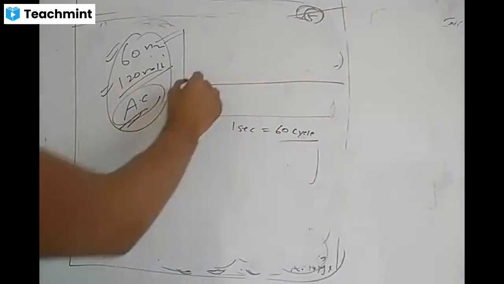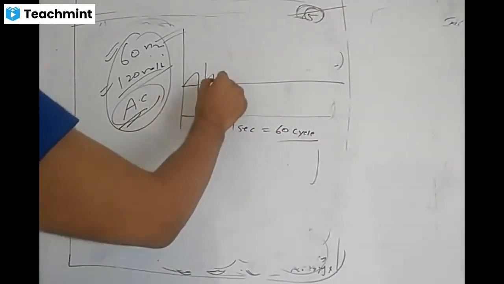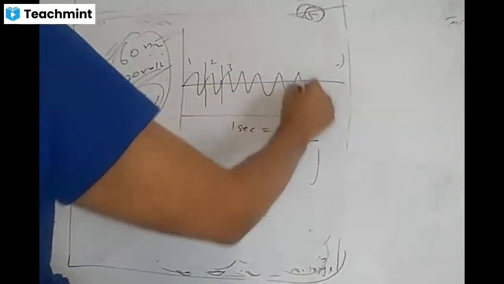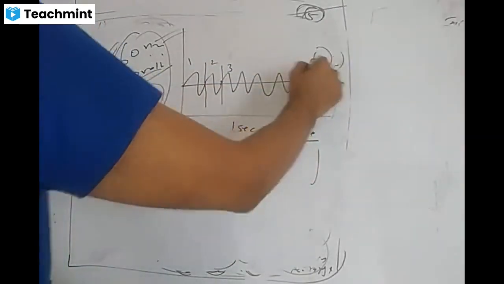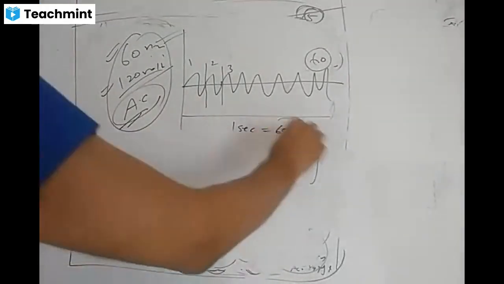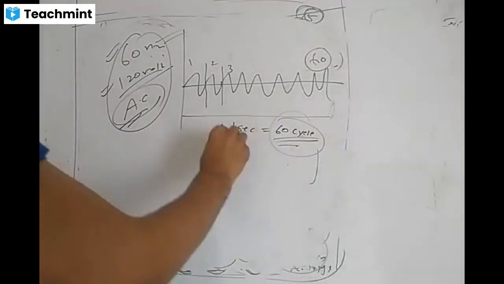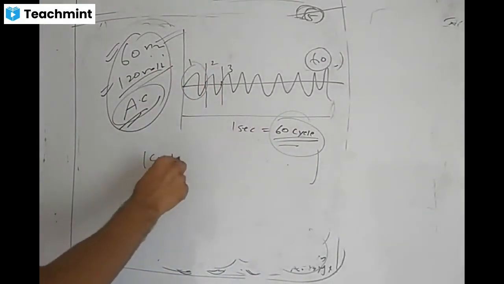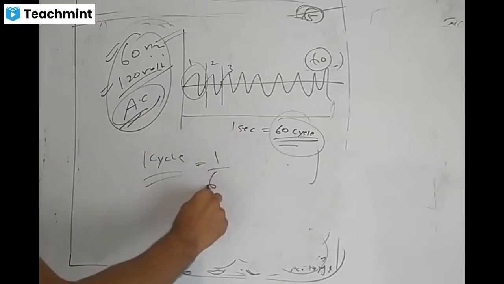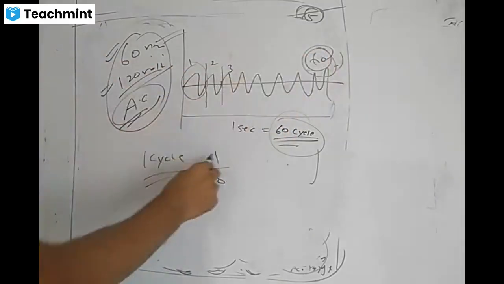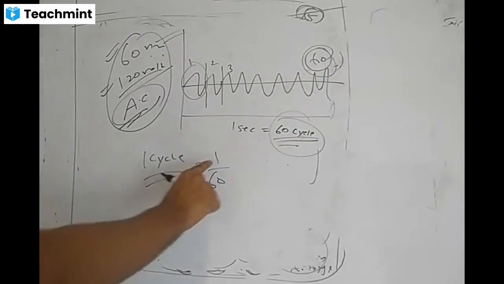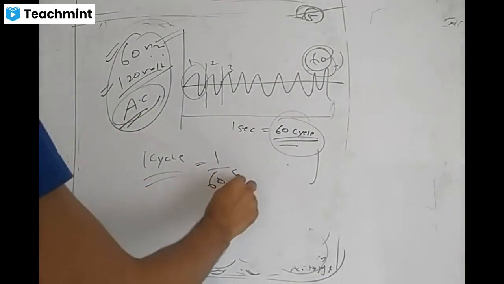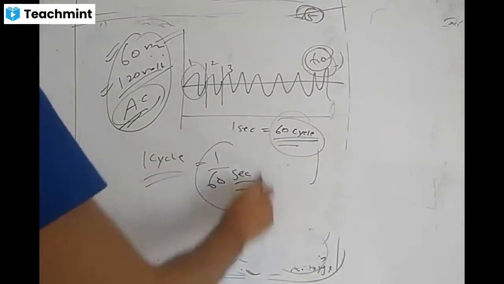There are 60 cycles like this. This is 1, then 2, 3, and like this, there are 60. Out of these 60 cycles, if we come to one cycle, I can say 1/60th is a part of 60. So one cycle means 1/60 second. This is important.